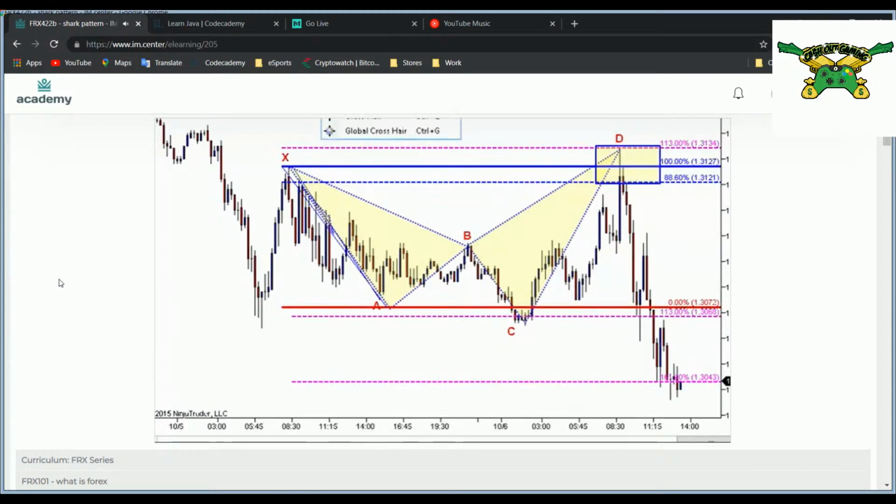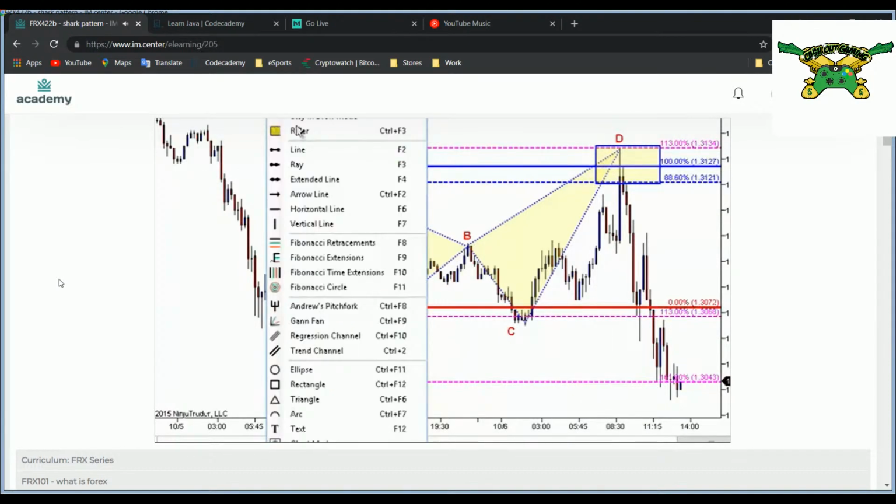As we see in the attached example, the market went from X down to A, has made a retracement back up of that XA swing between an 886 retracement and a 113 extension. This completes the pattern for the shark. X, A to B, and down to C is a 113 extension. And then the move up, which gives us that XAD zone for a shorting opportunity.